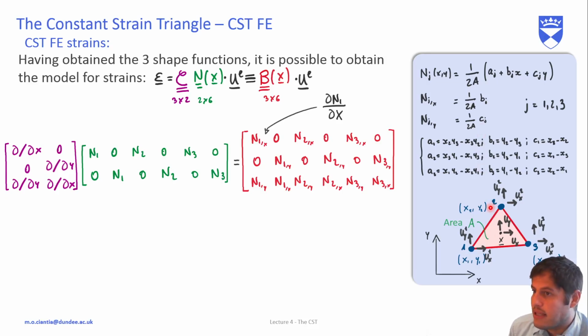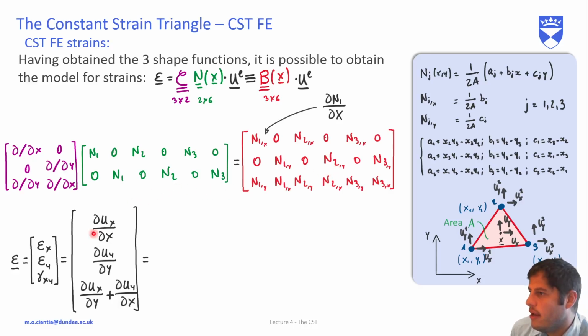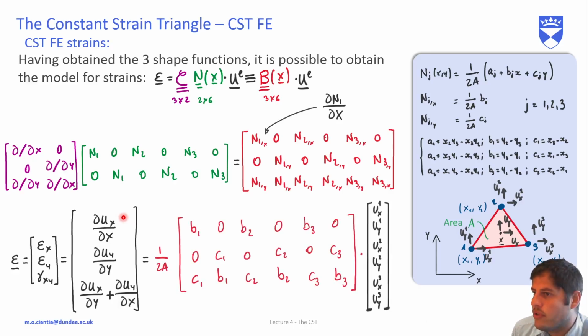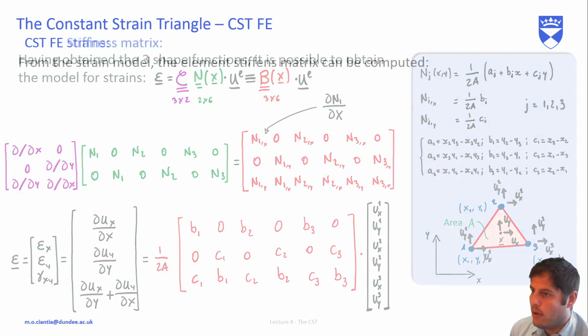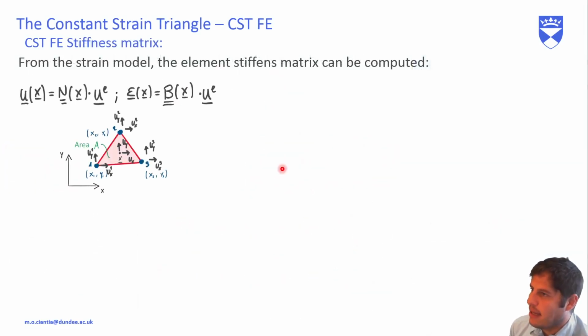So if I substitute these terms in here, I can obtain that the strain is equal to B U^e, which is equal to 1 over 2A, which stays out of this matrix. This is the B matrix, and then I have B1, B2, B3, according to the value of j, times the nodal displacement vector. So we have the strains inside our element, and what's the stiffness matrix of our element?